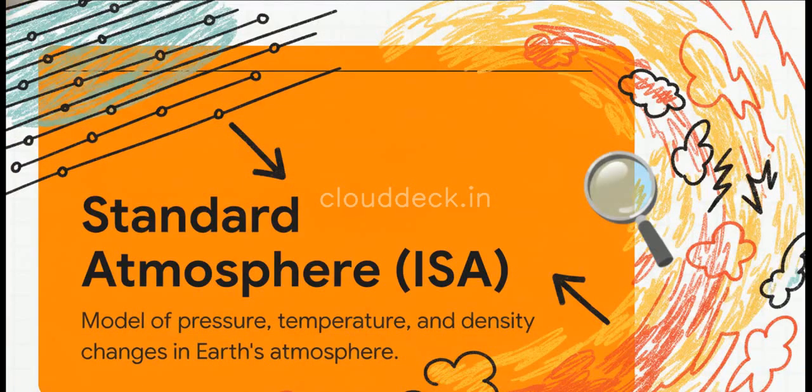To really get how this instrument works, we first have to understand the baseline rules of the sky that it relies on. See, the altimeter assumes the world perfectly matches something called the International Standard Atmosphere, or ISA. It's basically a mathematical model that gives us a common reference for temperature and pressure. But as we all know from just looking out the window, weather is rarely standard. The atmosphere is this chaotic, dynamic fluid, yet for an altimeter to actually give us a reading, it has to base its logic on this idealized, perfect world.